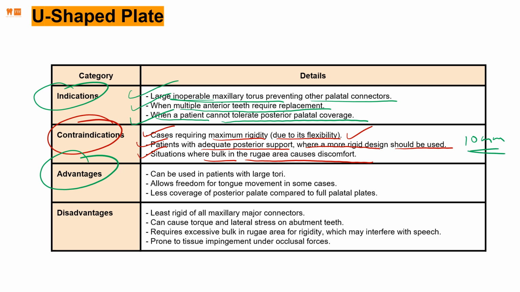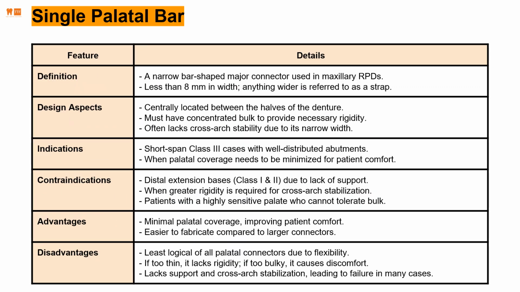Advantages: can be used in patients with large tori, allows freedom of the tongue in the palatal region, less coverage of the posterior of the palatal region. So all that's very nice. But disadvantages: rigidity can cause torque due to flexure, can provide lateral stresses on abutment teeth that hold the denture, requires excessive bulk in the rugae for rigidity purposes, and may cause interference with speech and tissue impingement under occlusal load. Single palatal bar. So now we got two bars left to talk about, right?